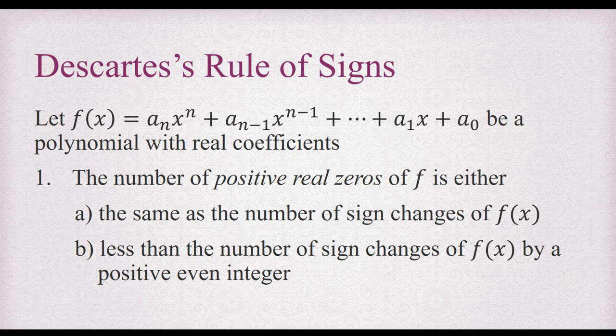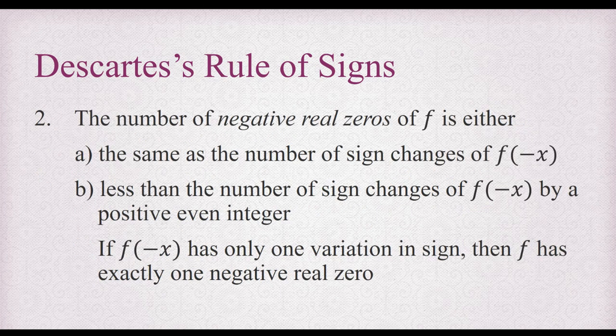All right, let's talk about Descartes' rule of signs. So it says we're going to let f of x equal that polynomial expression. So once again, standard form, biggest degree down to the smallest. We've got real coefficients. So it says that the number of positive real zeros of f is either going to be the same as the number of sign changes of f of x, or it's going to be less than the number of sign changes by a positive even integer.